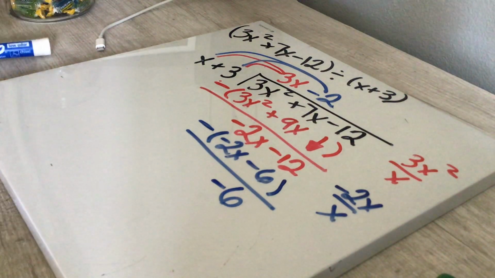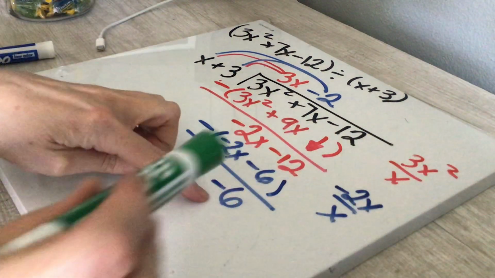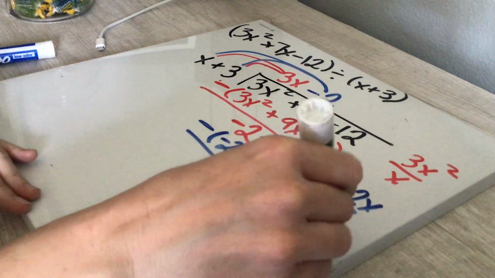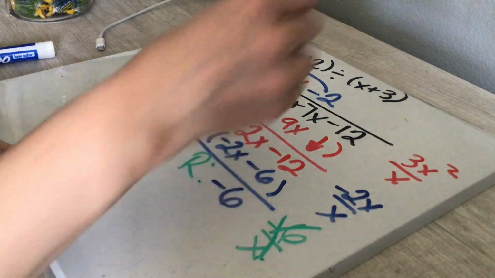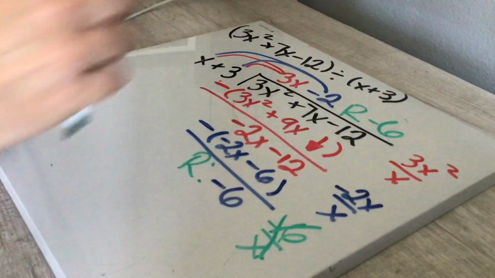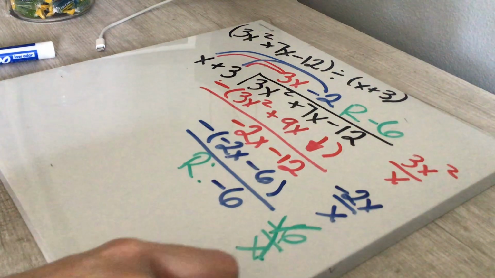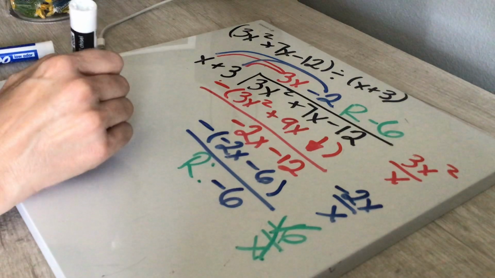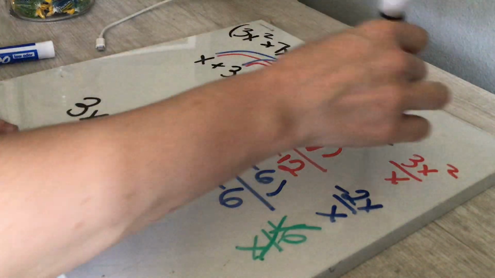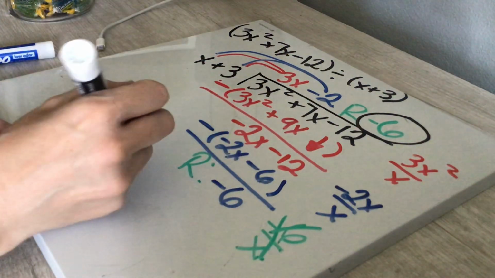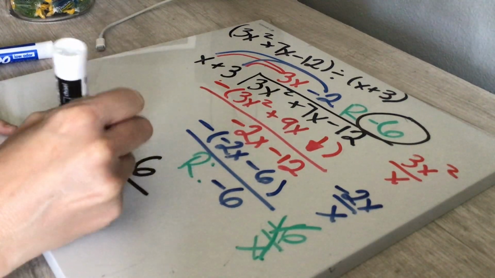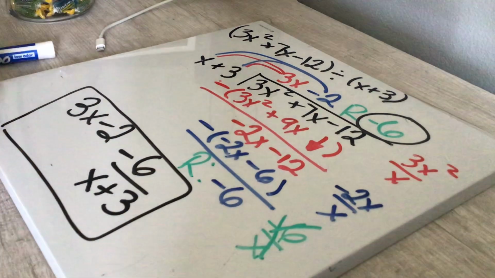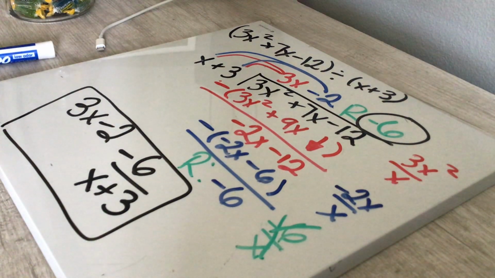Then x is not going to go into negative 6, right? Negative 6 divided by x you can't do. So this is your remainder. Then what you do with your remainder is the same as you did with long division. So this is what you get. You get 3x minus 2. Then you put your remainder over what you divided by. So minus 6 over x plus 3. And we just divided the two polynomials.